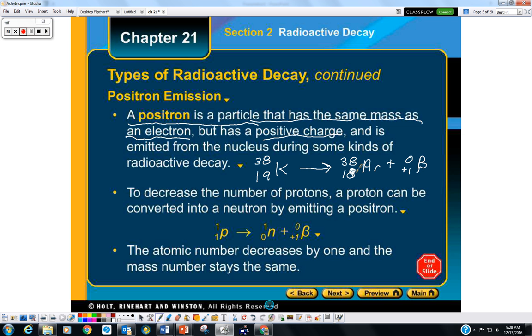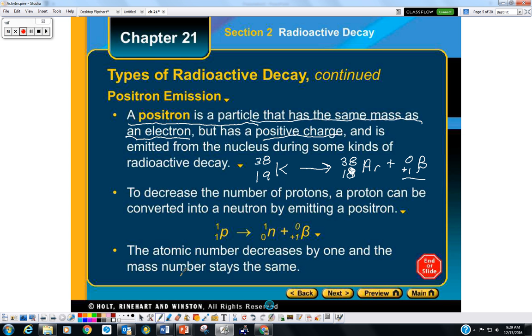All right. So we have potassium undergoing positron emission. So we eject this positively charged particle, which we are shown right here by this symbol. It has no mass, but it has a positive charge. That, in turn, turns one of the protons in potassium into a neutron, so we maintain the same mass, but our atomic number drops by 1.